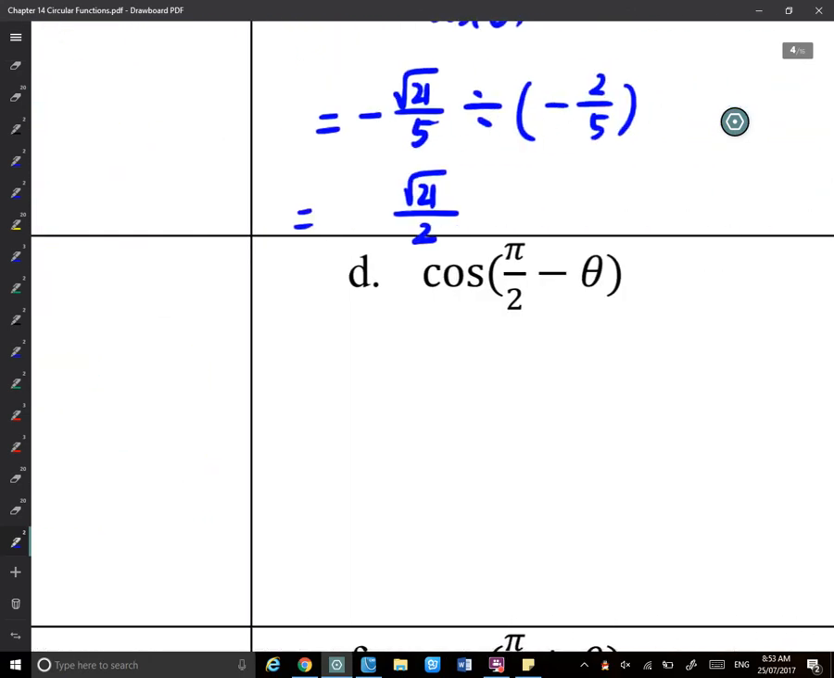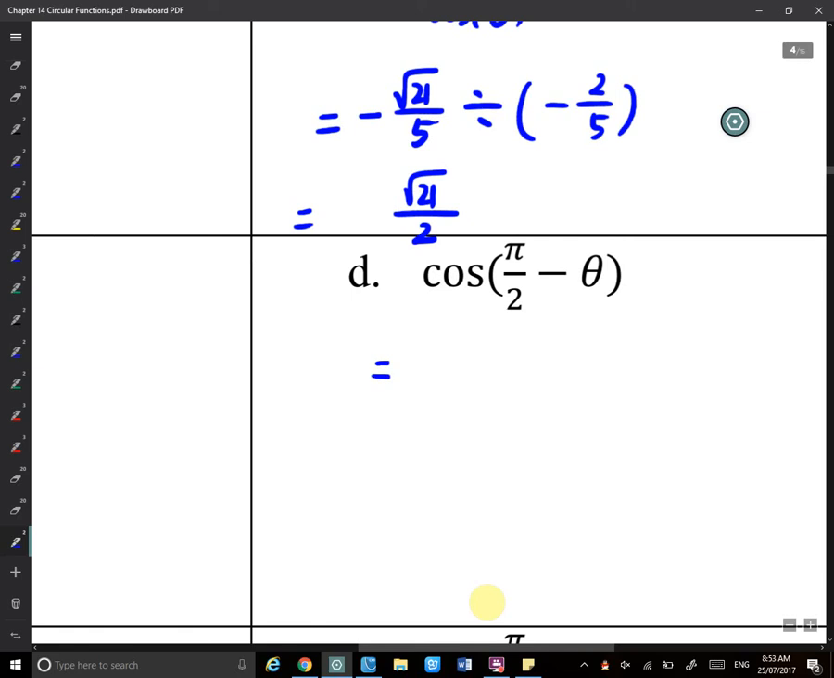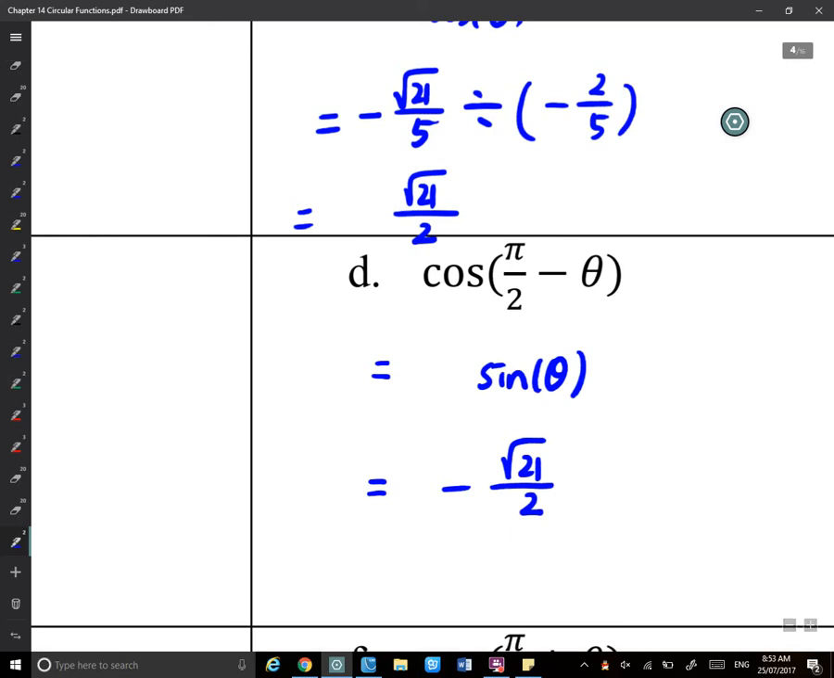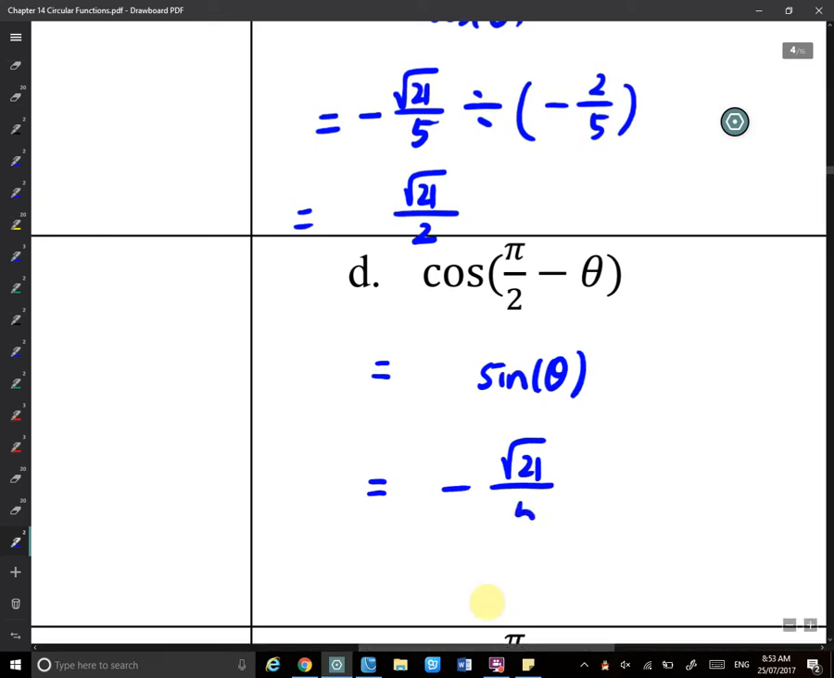Okay, cosine of pi over 2 minus theta, what does that equal to? Sine theta. So sine theta is negative root 21 over 5. That's what we figured out in A. Oh, 5, sorry, that's a tangent. Yeah, 5, thank you.